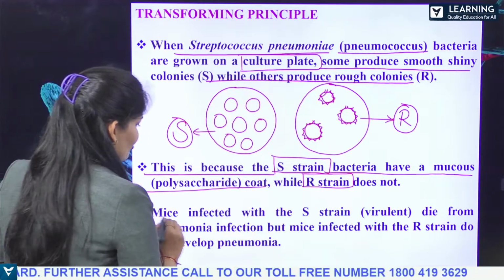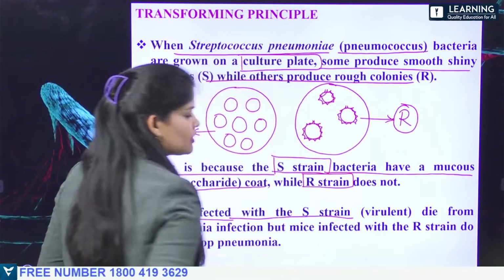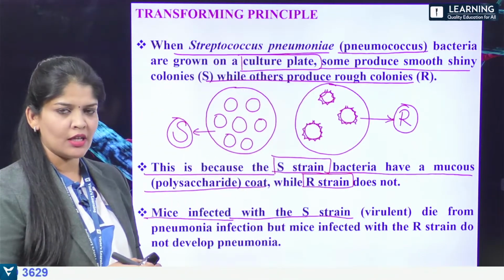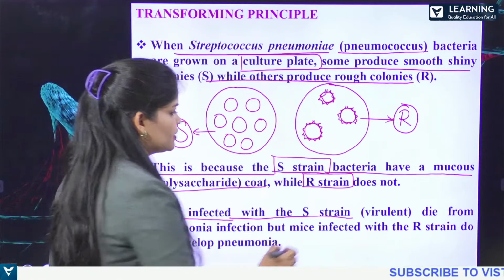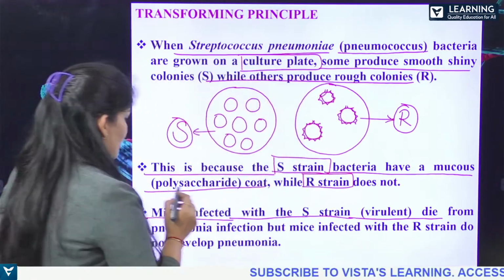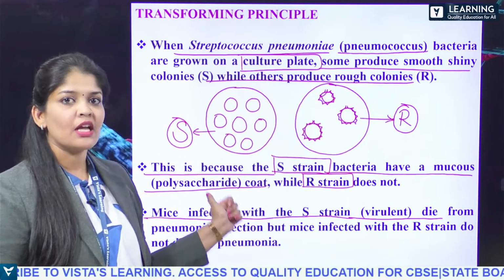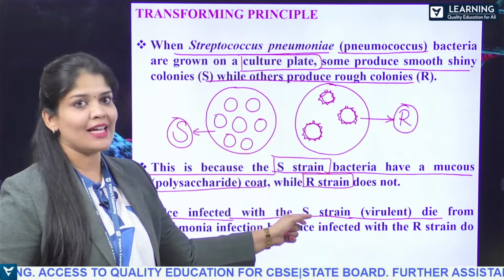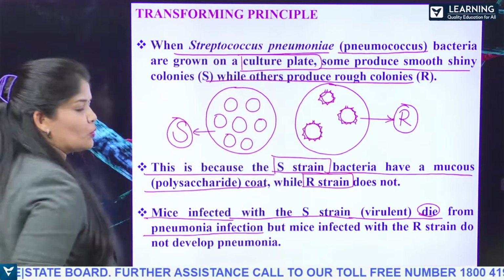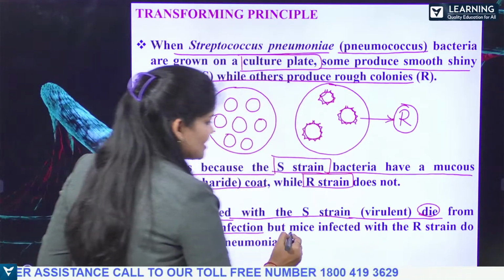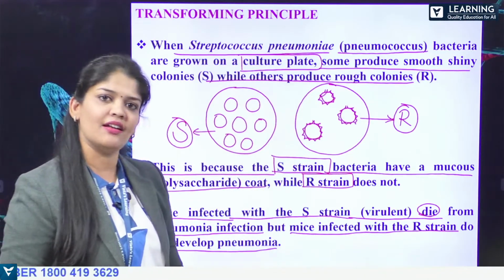Now, when mice are infected with the S strain, as we already said, it has a polysaccharide coat and is stable towards the immunity of the mice. Therefore, it is virulent. See here, mice infected with the S strain die from pneumonia infection. But the mice infected with the R strain do not develop any pneumonia and they live.